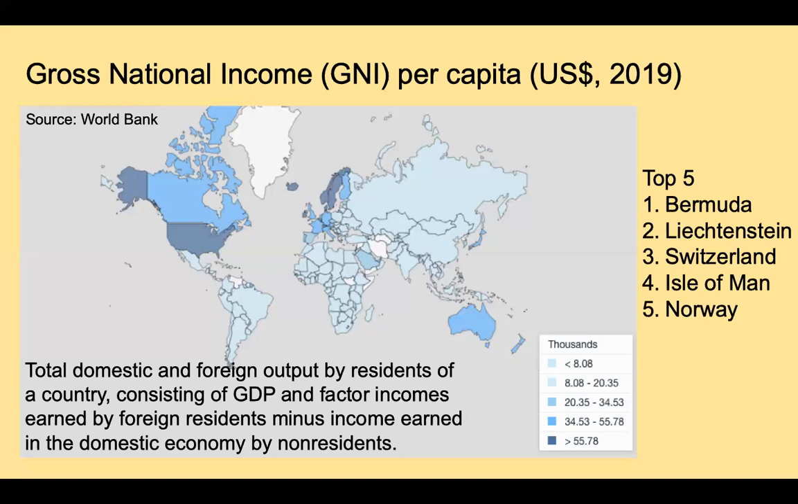So before we set up a puzzle that we'll return to as we go through the course, we'll introduce one more indicator that we would classify as an economic indicator, or one part of the dimension of economic development, and that is gross national income, or GNI per capita. And this is basically the total domestic and foreign output by residents of a country. That is, it consists of GDP and factor incomes earned by foreign residents minus income earned in the domestic economy by non-residents. And what I should have added here is divided by population.